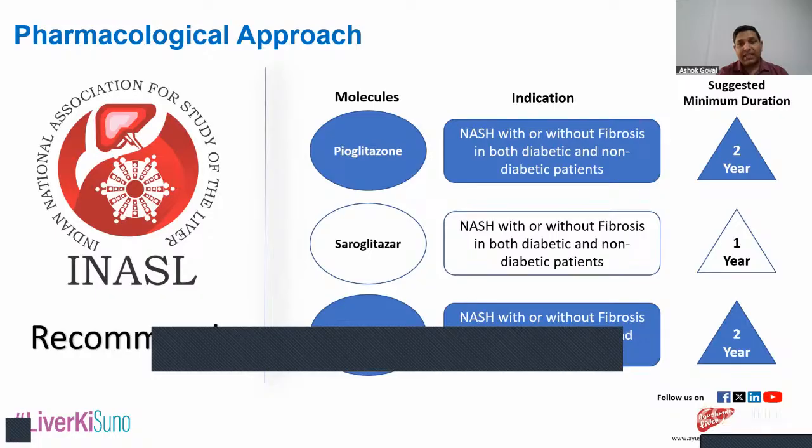Then we have saroglitazar. It is indicated in NASH without fibrosis, in both diabetic and non-diabetic patients. But vitamin E is only indicated in non-diabetic adults and in pediatric patients also. So the duration of saroglitazar is 6 months to 1 year, and vitamin E is 2 years.